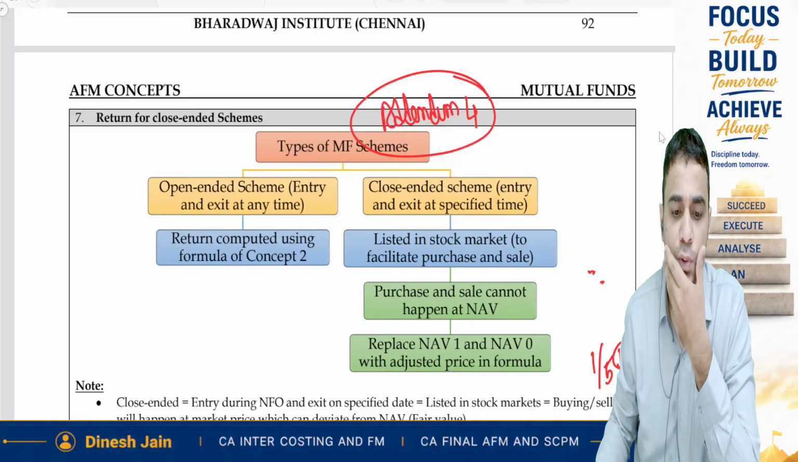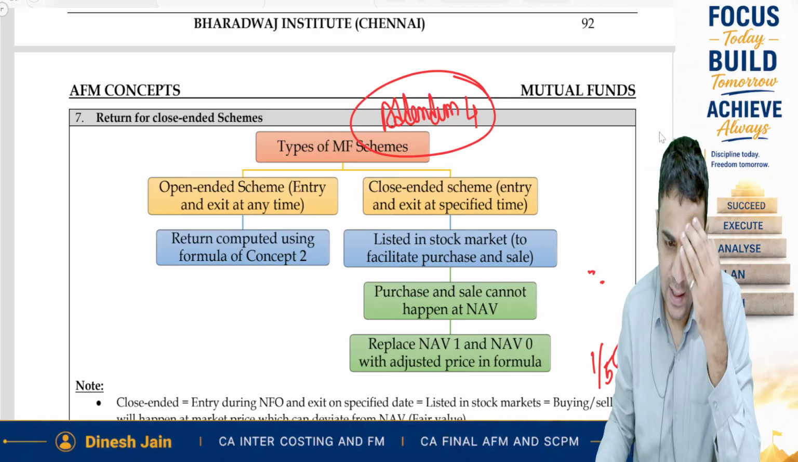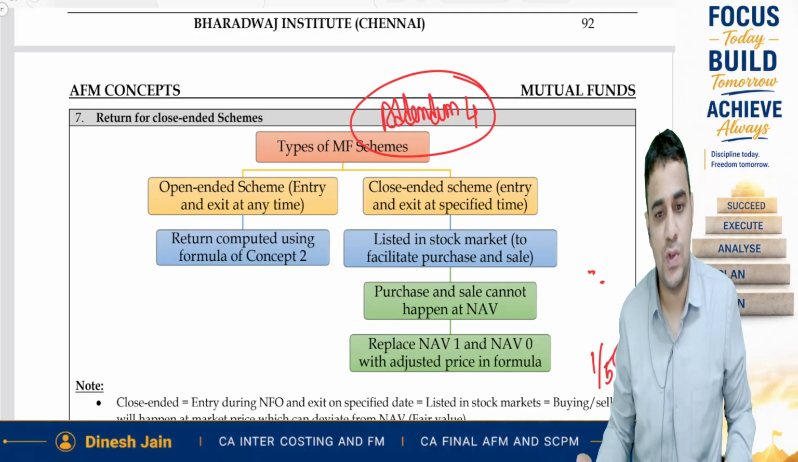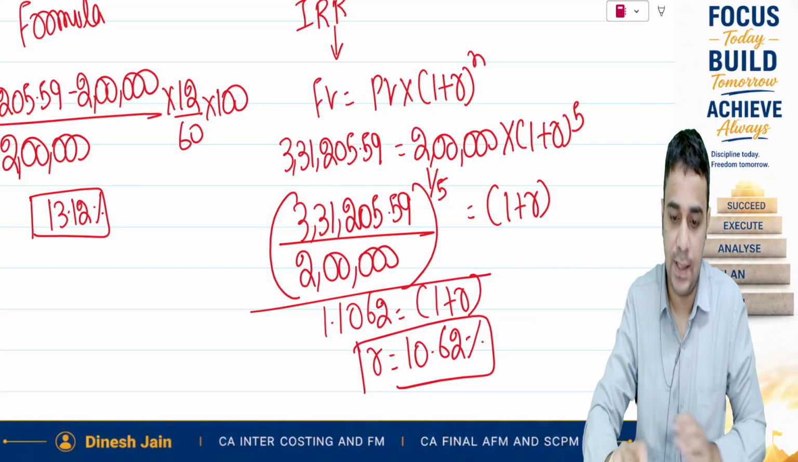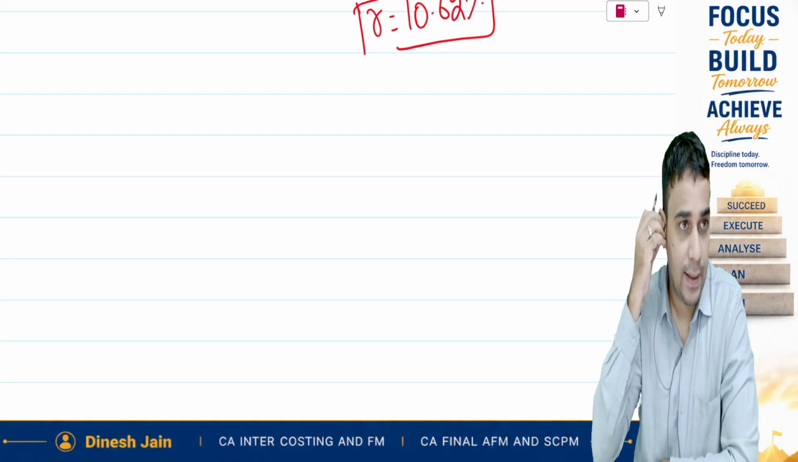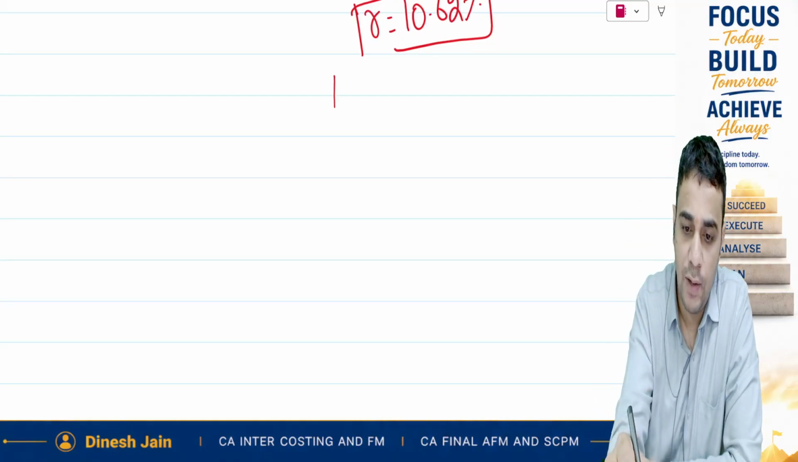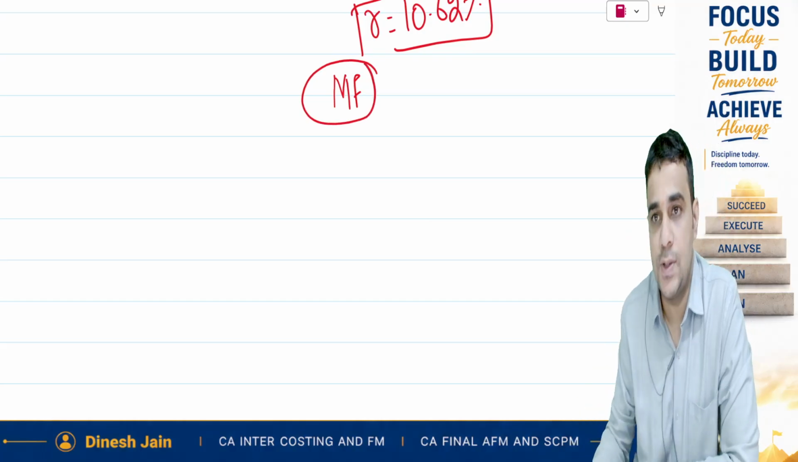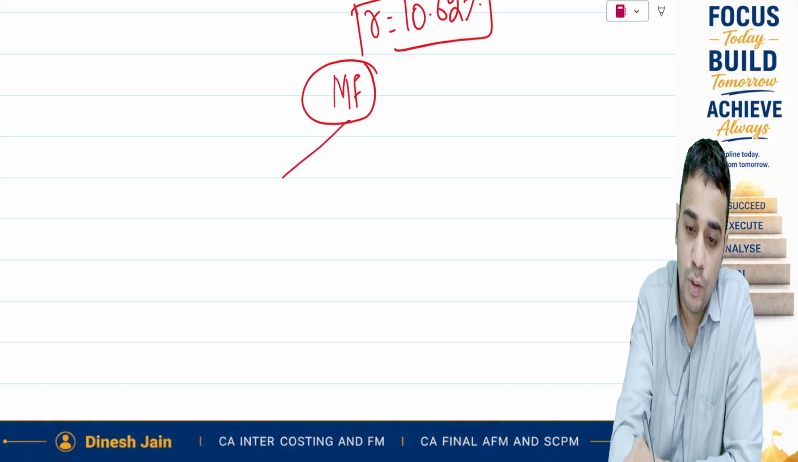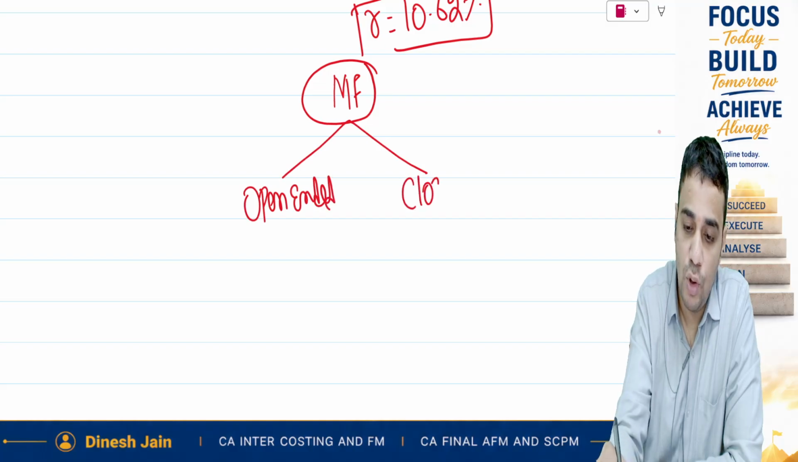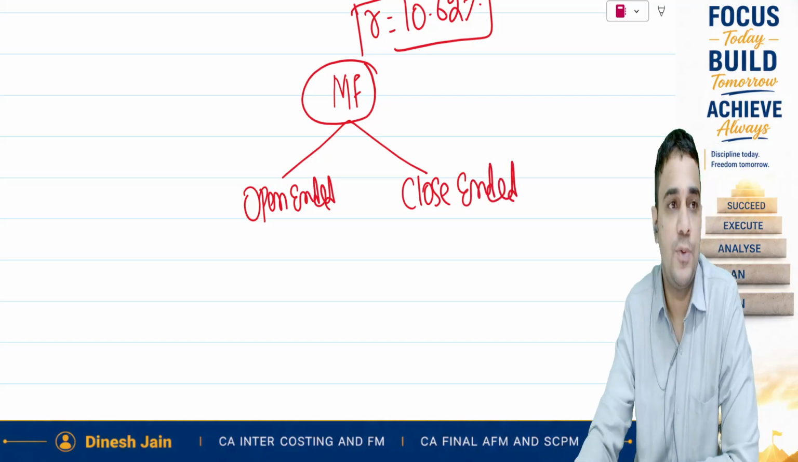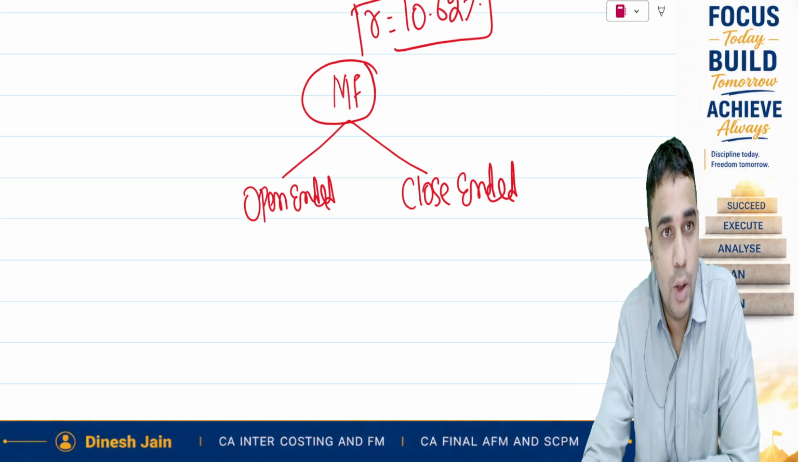Okay, let's move to the next concept. Return for close-ended scheme. Now let us understand this first. In the practical world, when I buy a mutual fund, I am given two choices. One is called open-ended fund. Second is called close-ended fund. There are two types of schemes which will be there in the practical world.